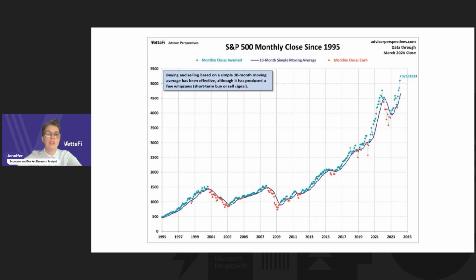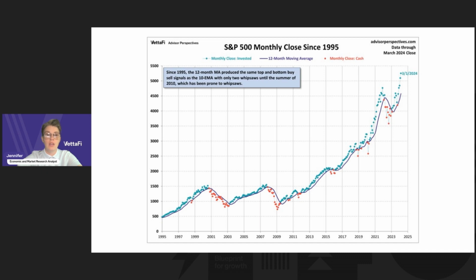Nevertheless, a chart of the S&P 500 monthly closes since 1995, like the one we have shown here, shows that a 10-month simple moving average strategy would have ensured participation in most of the upside price movement while dramatically reducing losses. To further demonstrate, here's the same chart, but this time we've used a 12-month simple moving average. By using 12 months instead of 10, the moving average becomes slightly less volatile. Still, we can see that this is just as, if not more, effective in reducing losses.